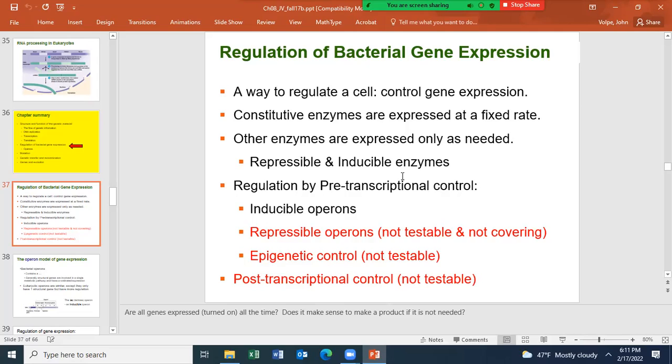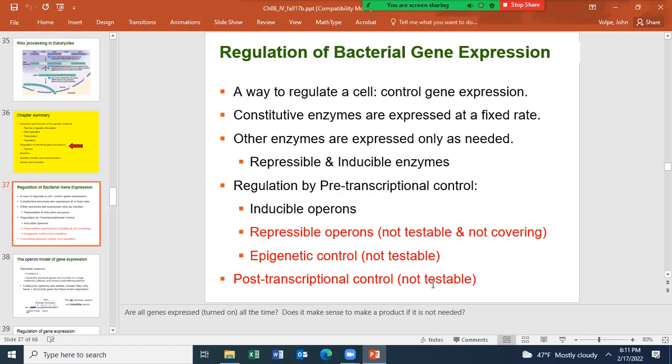Oh, excuse me, that's what I've already talked about. Inducible operons, which we'll talk about. You can regulate the genes by a repressible operon. We're not going to cover that. You're not going to be tested on it. You can also control a gene by epigenetic control. We're not going to discuss that, and you're not going to be tested on it. And then there's post-transcriptional control. We're not really going to test you on that.